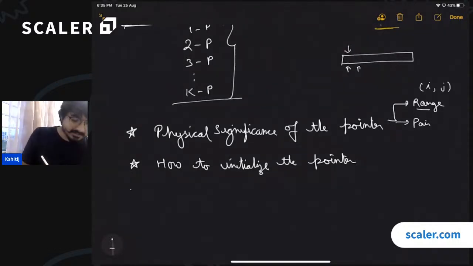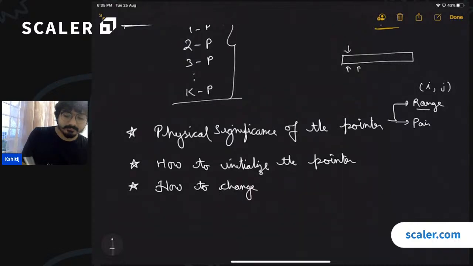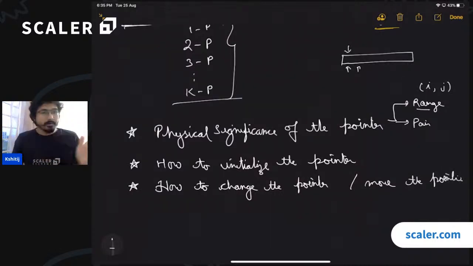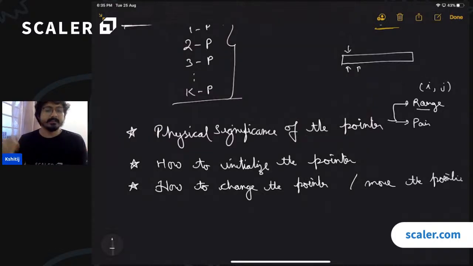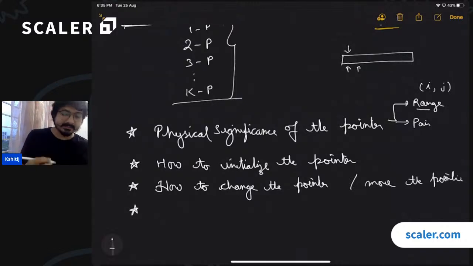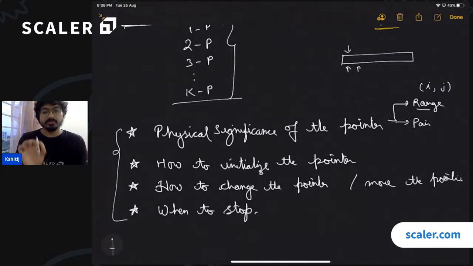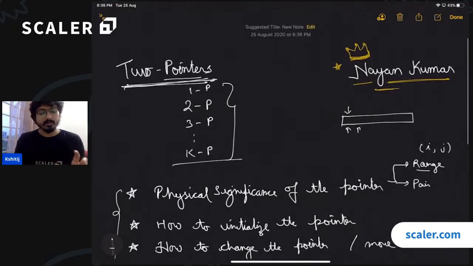The third thing, which is very obvious, is how to change the pointers. By changing the pointer, we mean how to move the pointers. Do you want to move the pointer forward? Do you want to increment the value of the index? Do you want to decrement the value of the index? All these things come under this point. And the last but not the least is when to stop. These are the 4 things which you should always focus on whenever you are practicing any problem on two pointers.